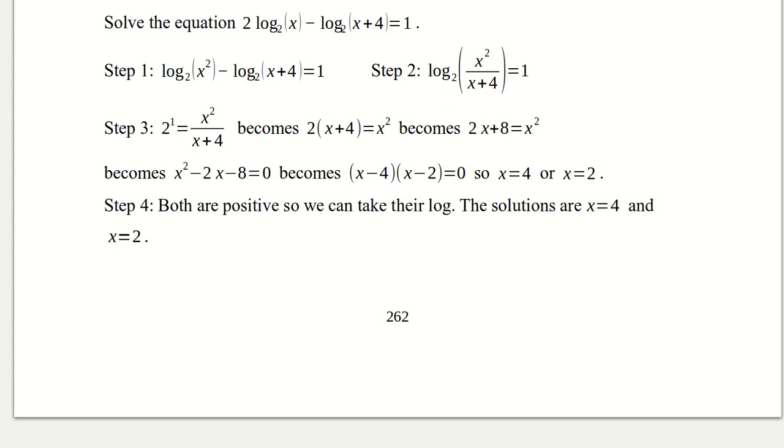And then we factor. We say one sum product, and that gives us our two solutions. So we see that x could be equal to 4, or x could be equal to 2. Now both of them are positive, so we can take their log and get a real number. So the solutions are 4 and 2.